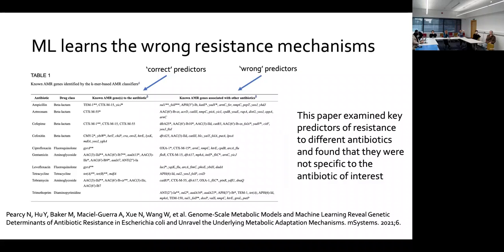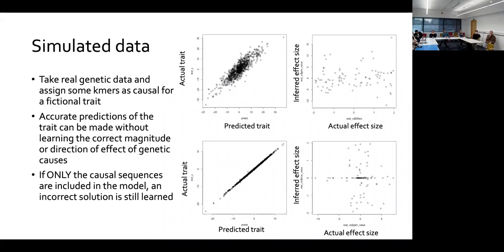Where this becomes a problem is when you're trying to use these algorithms to choose the right treatment from a panel of drugs. If you're actually predicting resistance to a completely different drug, the recommendations coming out of these algorithms might be kind of useless. And so we need to be learning better mechanisms for predicting for one drug and not for others. Okay.